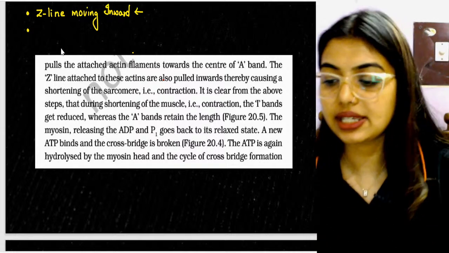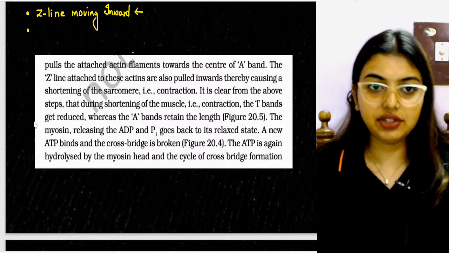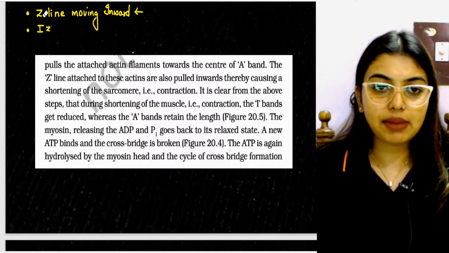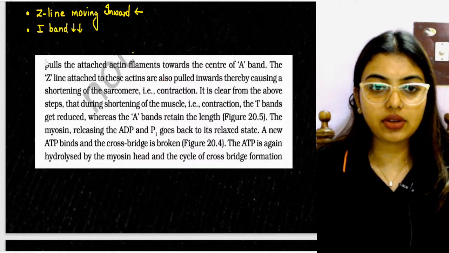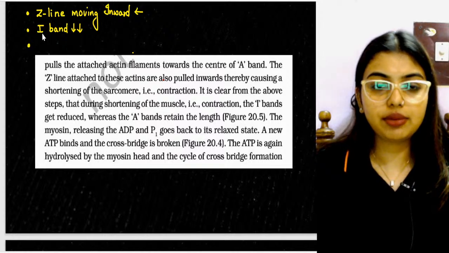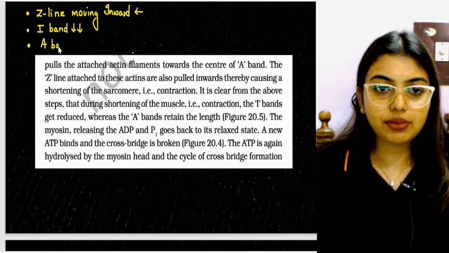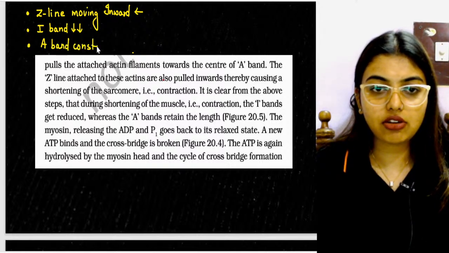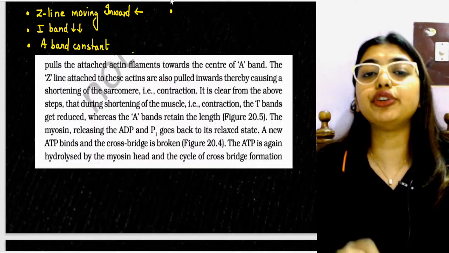Okay, yes, ready? Chalo. So here, first thing, the Z line is going to move inwards. Second thing that is going to happen, students, the I band is going to decrease. Then the A band is going to be constant. It's like, I don't care what is going to happen, I am not going to move.